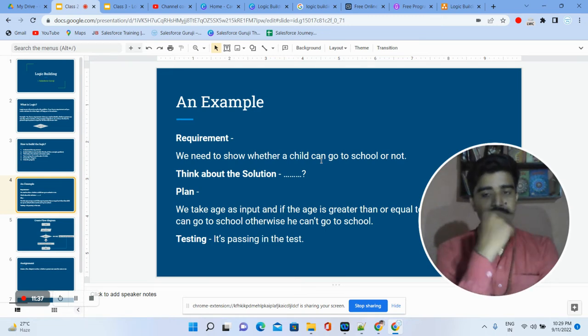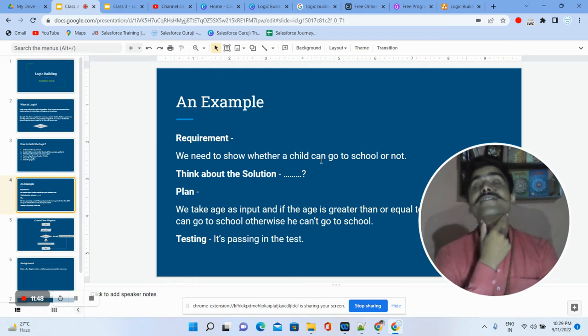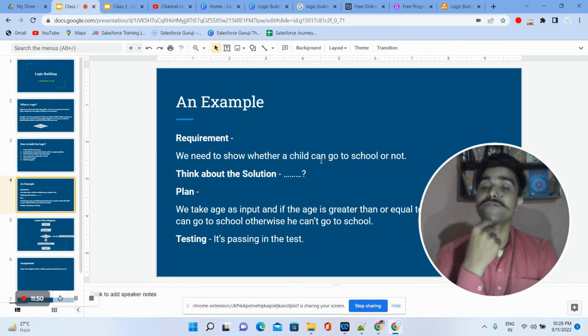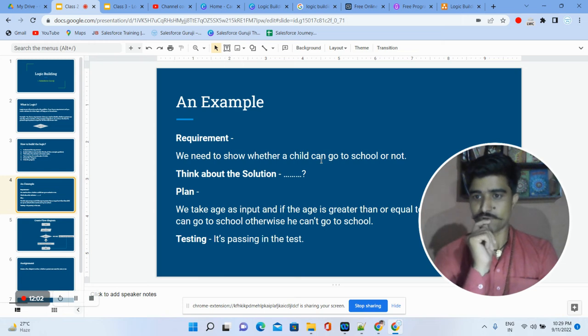So whether a child can go to school or not, we need to think about the solution. Think about the solution, how we can solve it. So we know that if we want to send our child to school, he or she at least needs to be 3 years old. Then only we can send them to school. Then only they will accept.